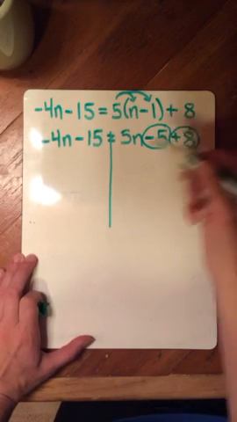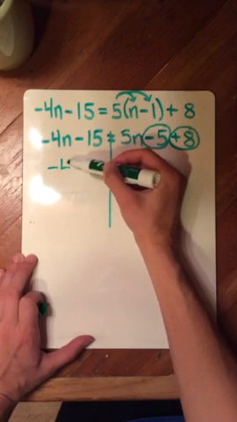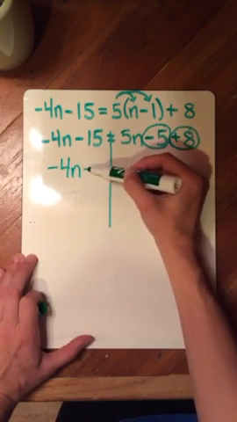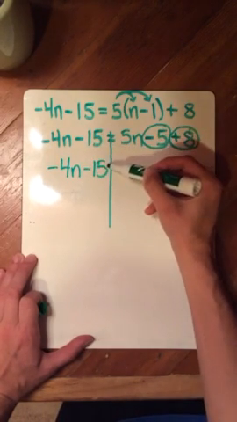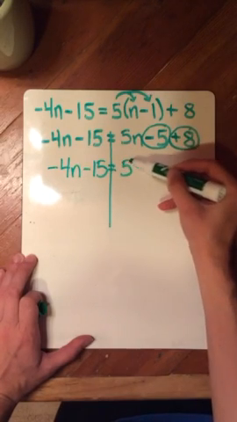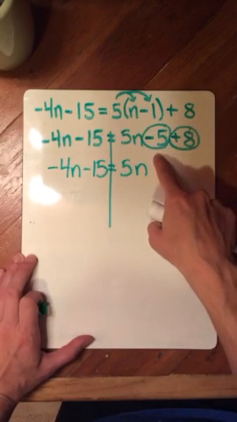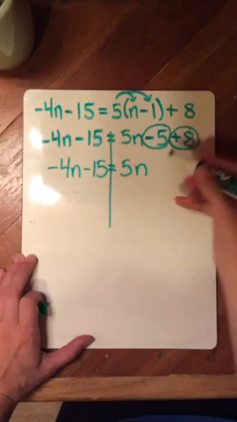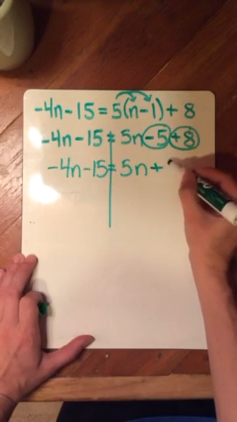As in the previous step, I'll carry down everything I haven't used yet, and then I will combine the like terms. Negative 5 and positive 8 is positive 3, so I'll put plus 3.